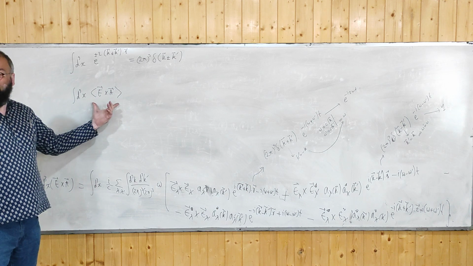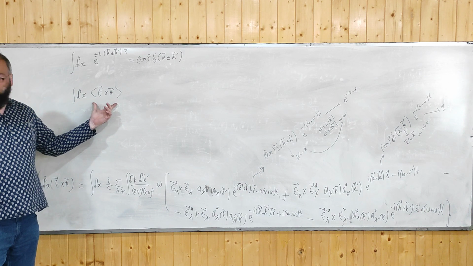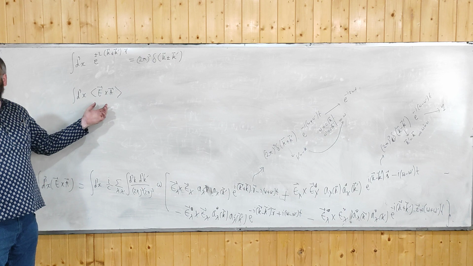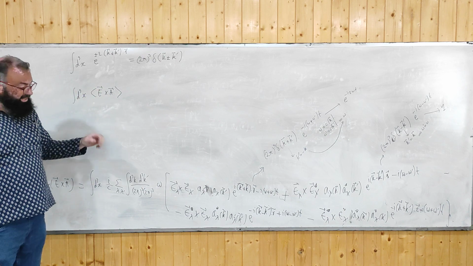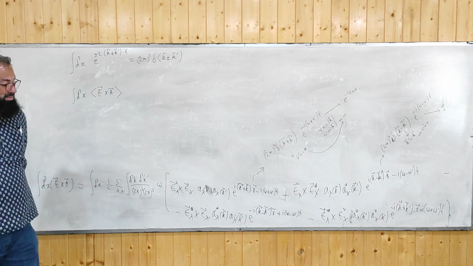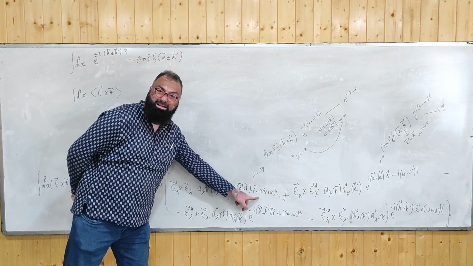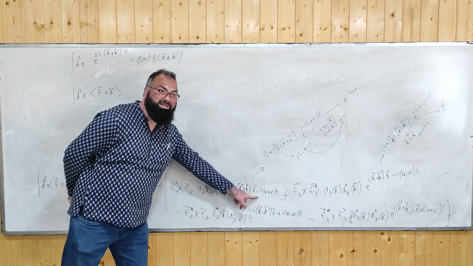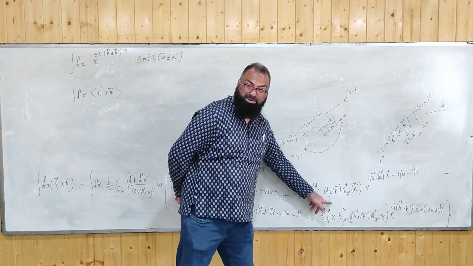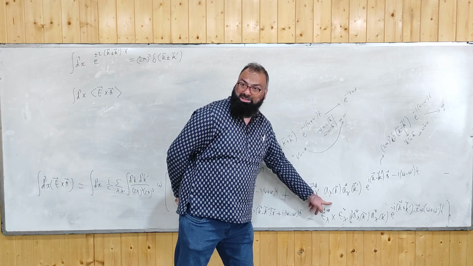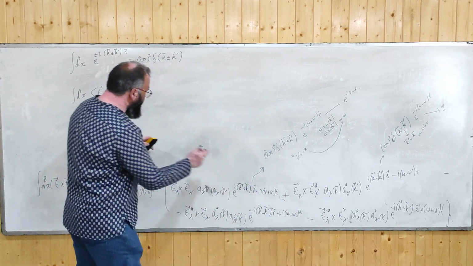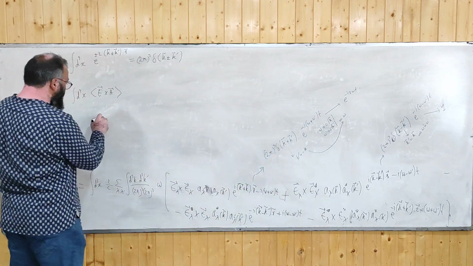What is the average? It is a time average. Why is the time factor there? In this very term, the time factor comes as e raised to the power minus twice omega t. In the other terms, there is no time dependence. So let's take the first term.